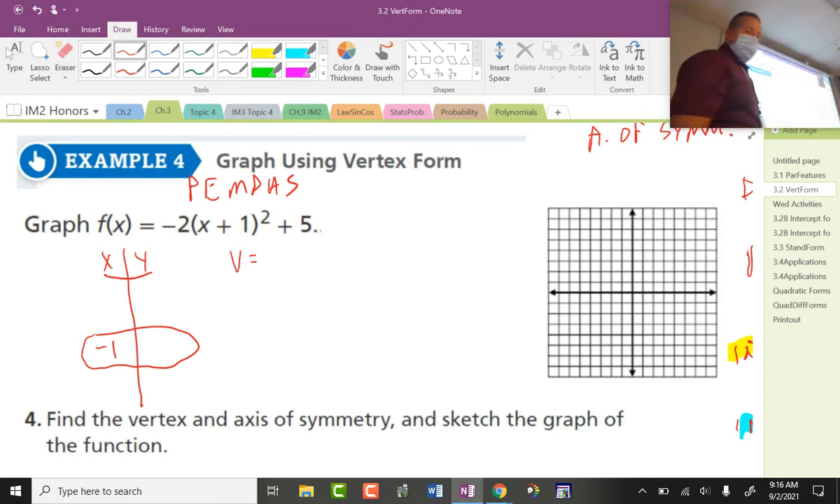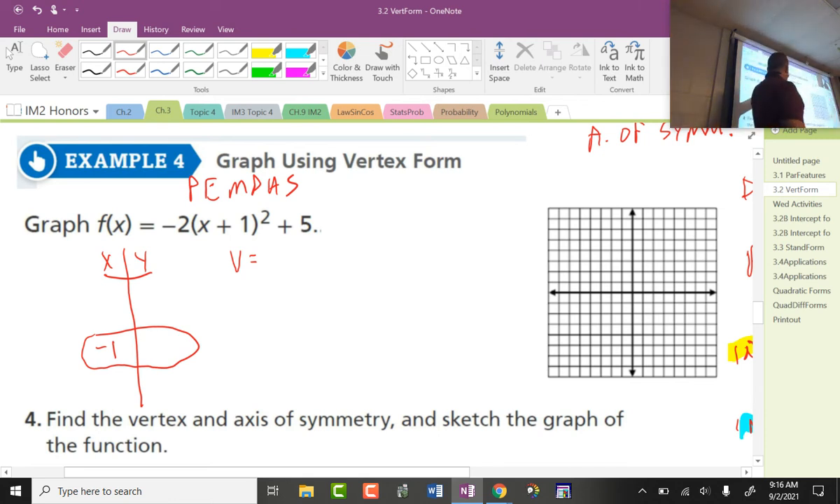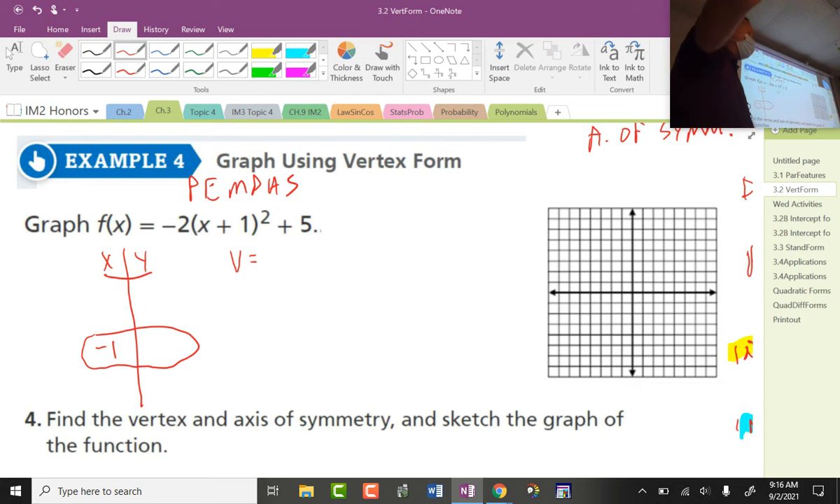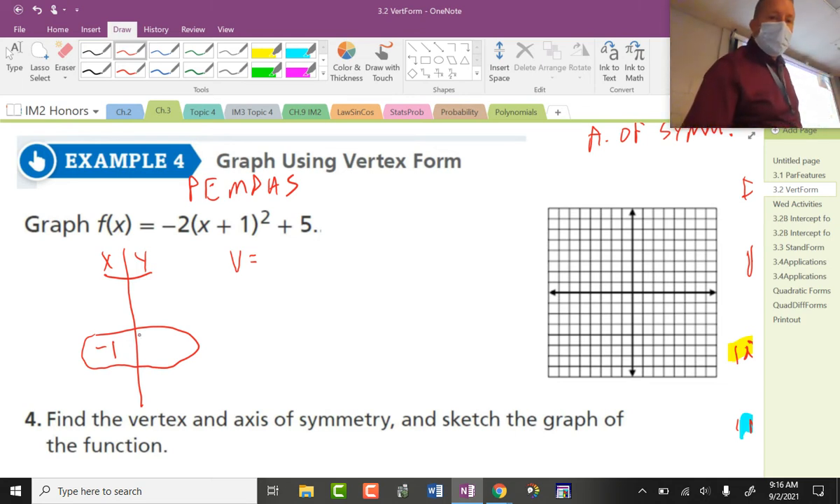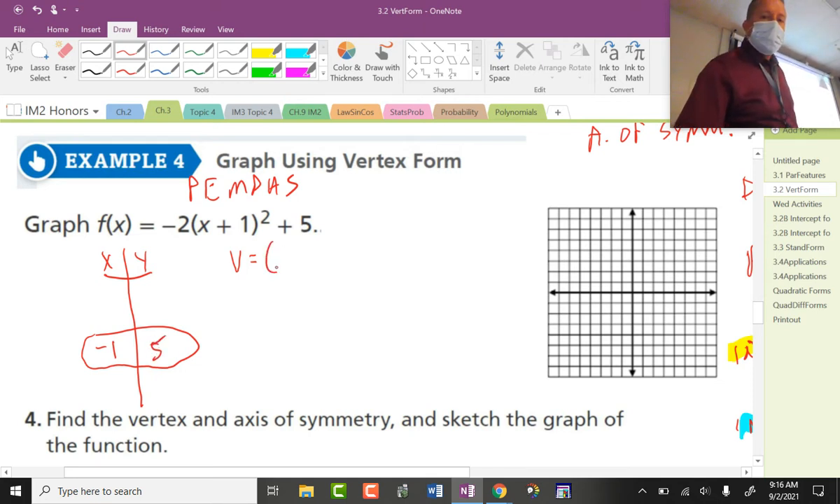All right? But negative 1, watch what happens. Negative 1 plus 1 is 0, the 0 in the parentheses. PEMDAS, by the way, I just did exponents. Actually, I'm wrong. I did parentheses first. Negative 1 plus 1 is 0. Then I did exponents. Squared is 0. Then I did multiply. I see a lot of students in every class don't know PEMDAS and don't do it right. That's still 0. 0 plus 5 is 5. So darn tootin', the vertex is staring me in the face. Vertex is negative 1, 5.